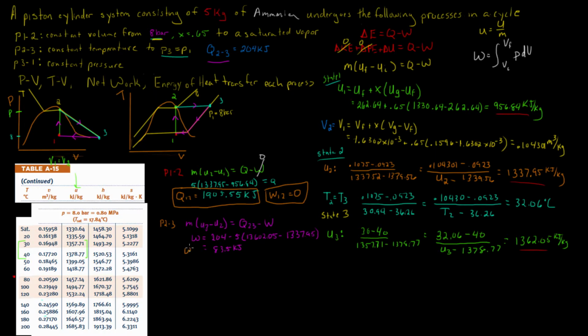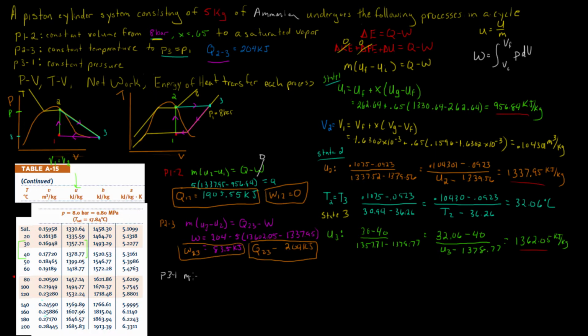So that's my work. Work 2 to 3 is equal to this. And my Q 2 to 3 was given in the problem description and is equal to 204 kilojoules. Now, finally, let's look at state P 3 to 1. So our process 3 to 1.